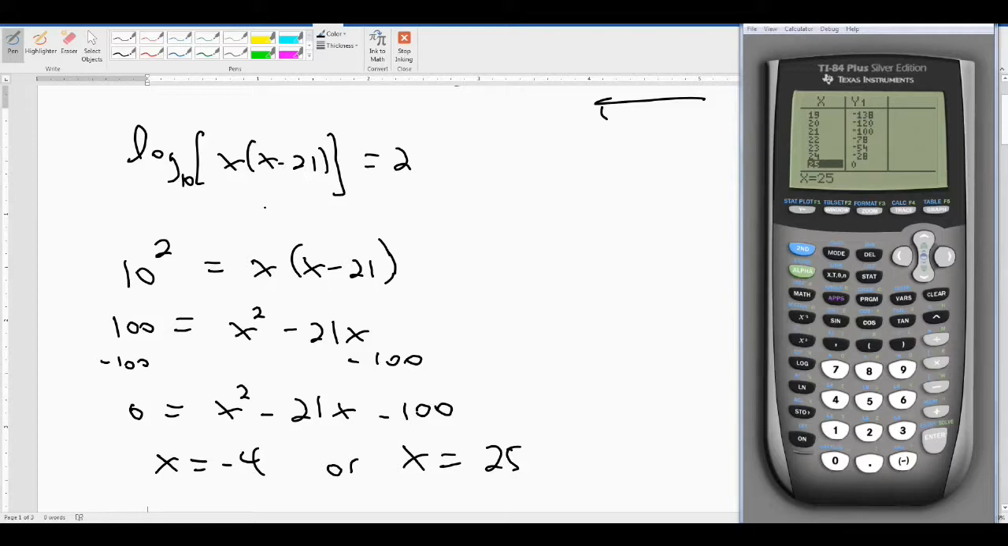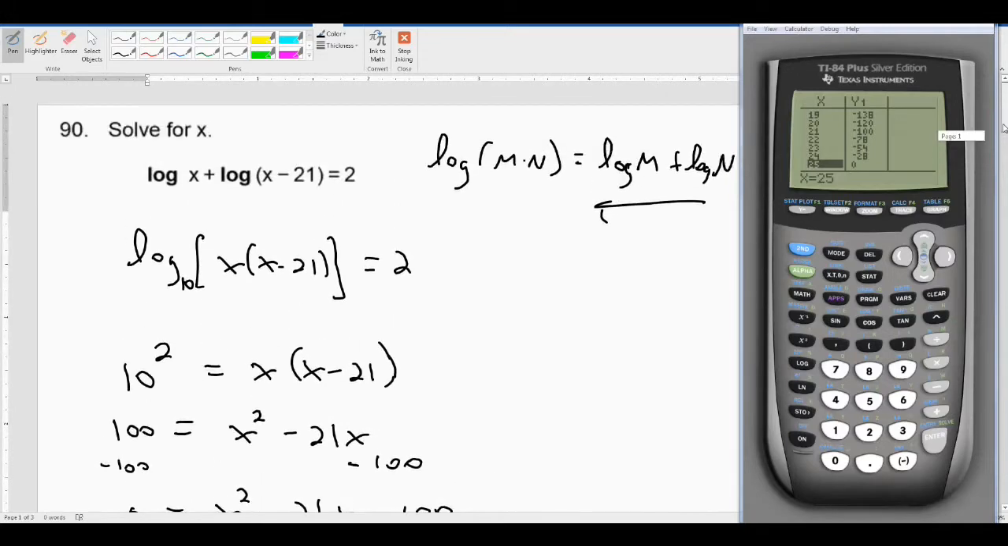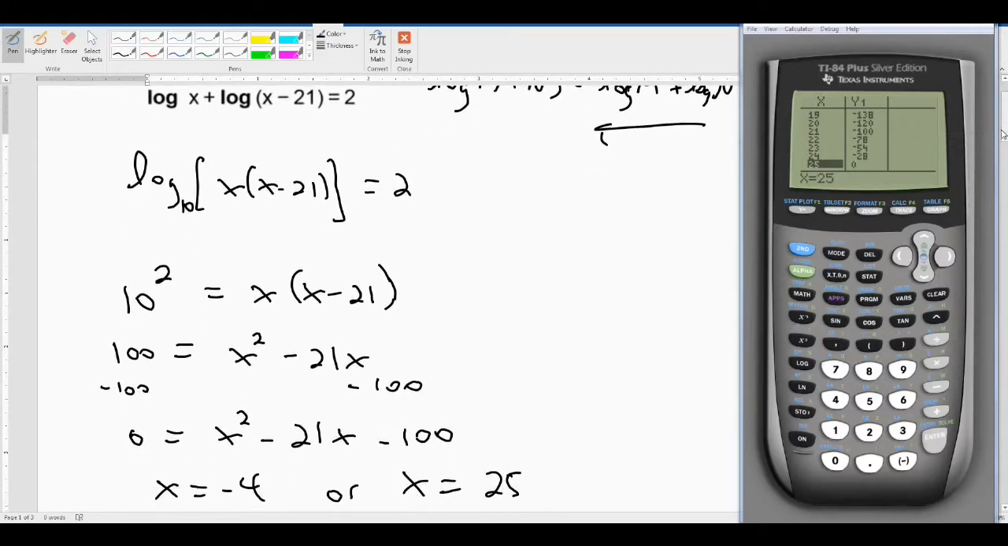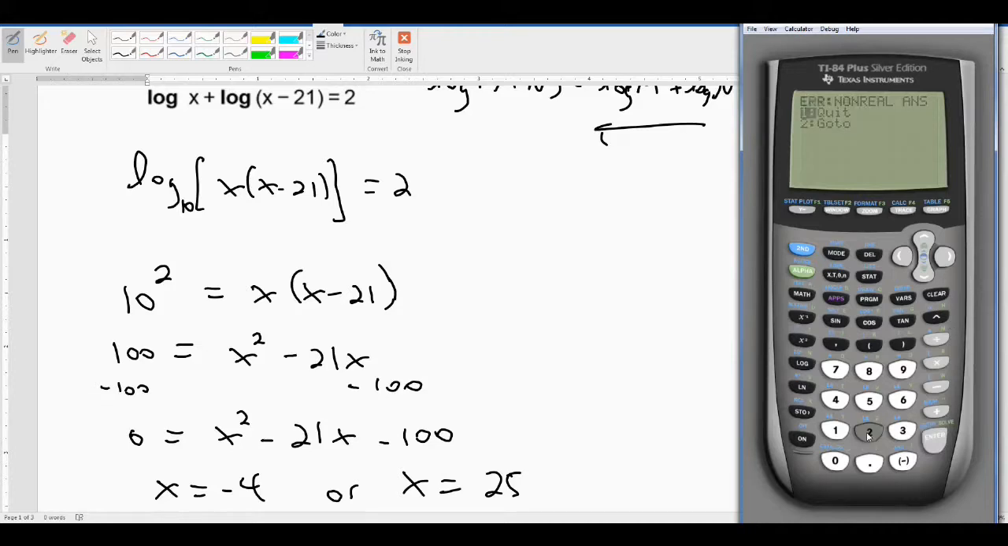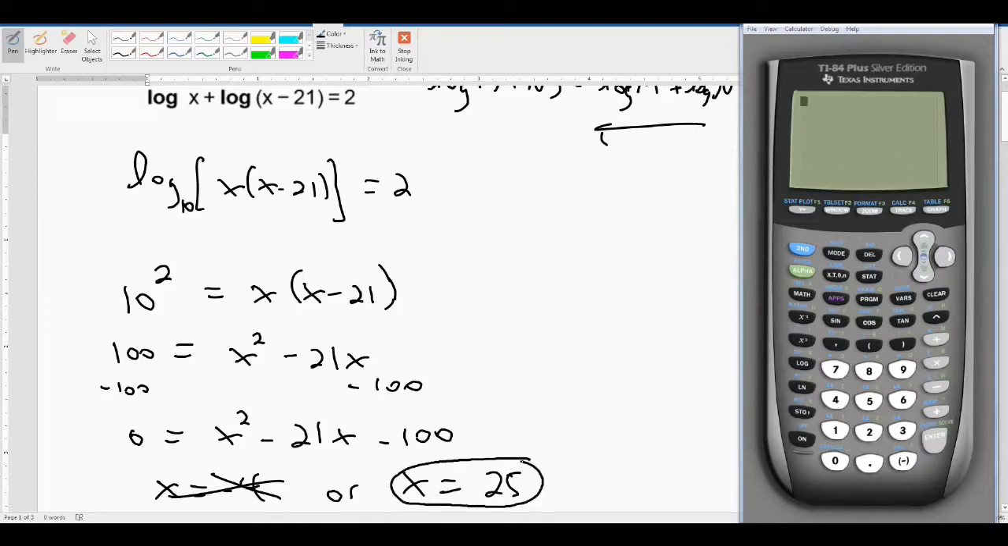Now the only thing is, if I take my original equation, log of x, and I put a negative 4 in there, watch, log of negative 4, I get an error. You can't take the log of a negative number. So that means x equals 25 is my only solution.